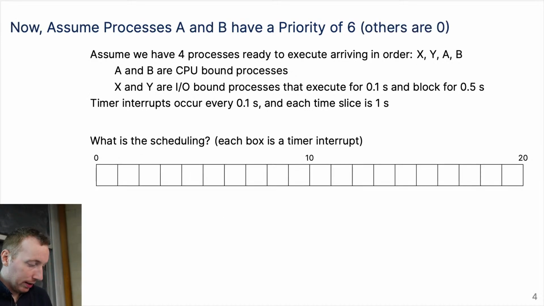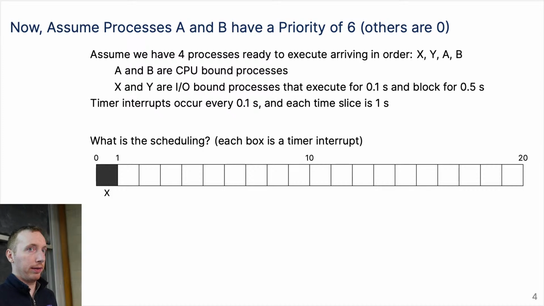Okay, so let's do the same thing, except now A and B have an initial priority of 6, and X and Y's priority are 0. So if we have this case, X and Y have priority 0, A and B have priority 6. So at the beginning, what are we going to schedule? Again, they're already in arrival order. X again, right? It was the first one there, and it's also the lowest priority. It's tied with Y, so between X and Y, X came first.